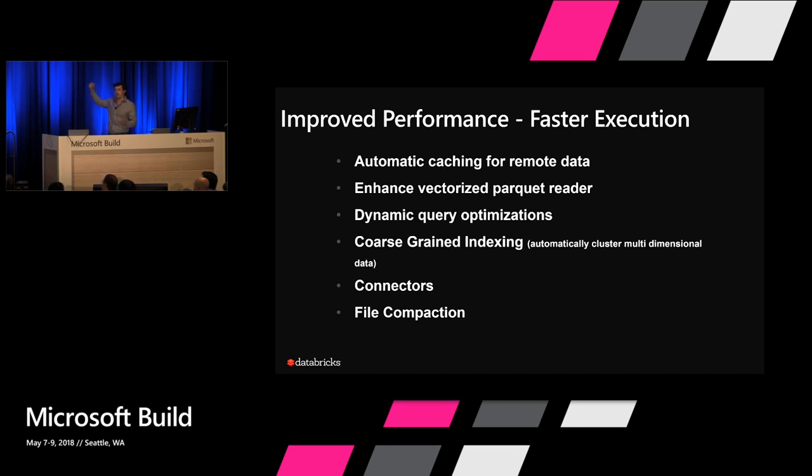In a normal Spark job, you could cache the results of that job. But in Azure Databricks, we're actually going to cache that first file brought to the local storage, so that we reduce the number of times you have to go back and forth to the storage, speeding up operations like machine learning. We have an enhanced vectorized Parquet reader.